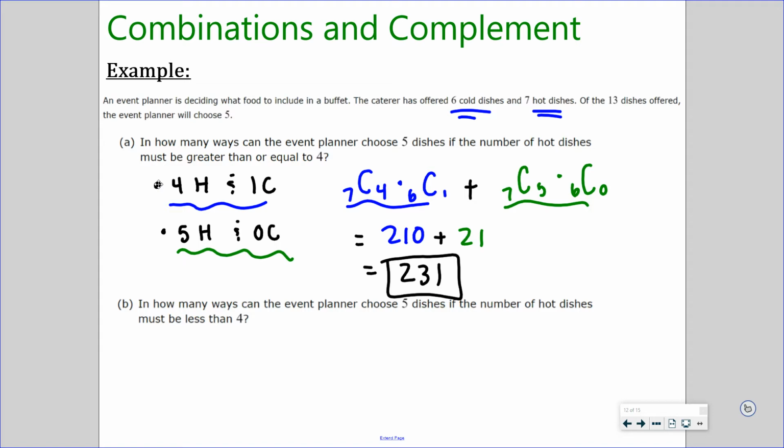Okay. Part B, we could do a couple ways. Let's read through it here. It says, in how many ways can the event planner choose 5 dishes if the number of hot dishes must be less than 4? So we could go through and do 0 hot, 5 cold, 1 hot, 4 cold, and so on. But another way we could do this is almost like the complement thinking. If we can figure out the total number of ways that we can just choose 5 dishes out of all 13 of these, and then just subtract off basically everything except these, that'd be the same number as all the possible options that must be less than 4.